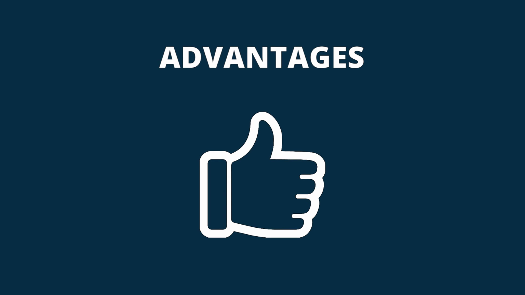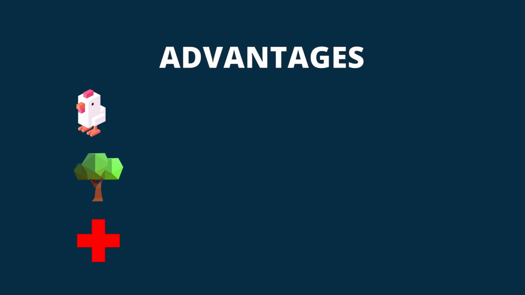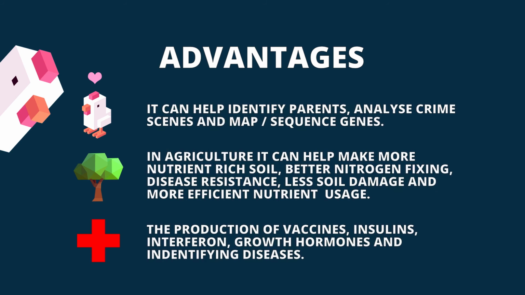Advantages. There are many of them for multiple kinds of people. It can help identify parents, analyze crime scenes, and map/sequence genes. In agriculture, it can help to make more nutrient-rich soil, better nitrogen fixing, disease resistance, less soil damage, and more efficient nutrient usage. It also can help with the production of vaccines, human insulin, interferon, growth hormones, and identify diseases.